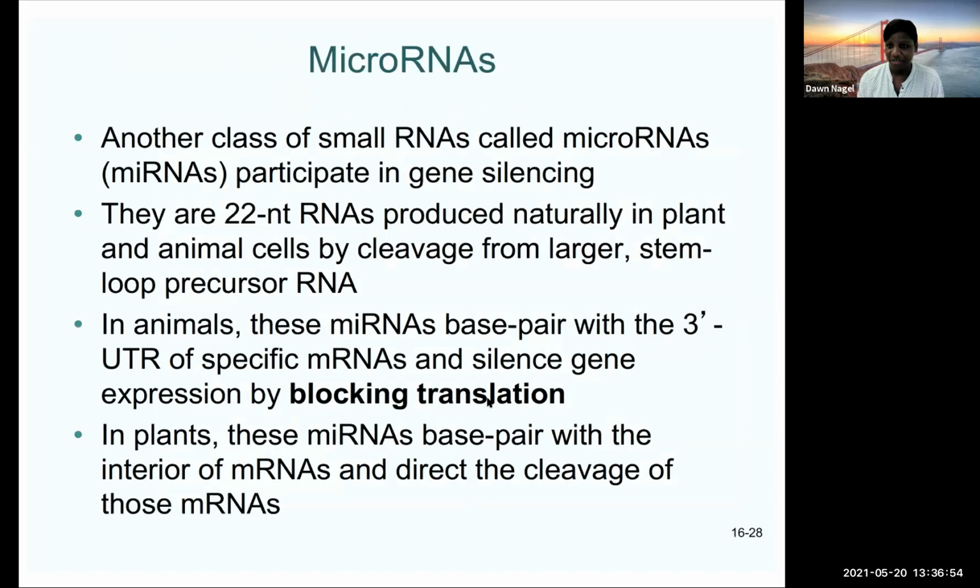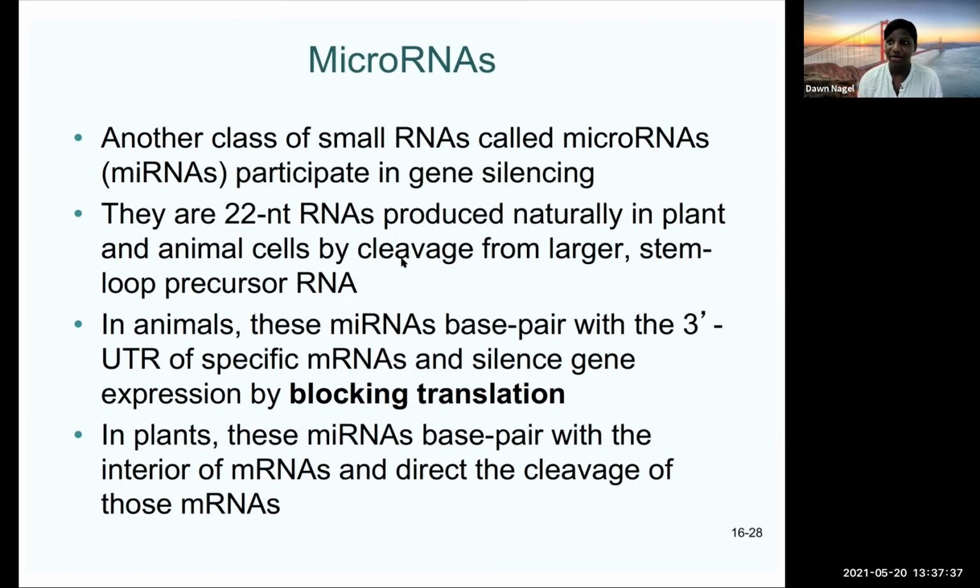So that's with the piRNAs and how they really target transposons. The siRNAs degrade the mRNA and also kind of force heterochromatic regions. Then with microRNAs, which are another class of small RNAs that participate in gene silencing as well, these are about 22 nucleotides in length, and they're naturally produced in plant and animal cells. They are produced in the cell from a larger RNA precursor that happens to fold back on itself and make a double strand, a kind of hairpin structure.